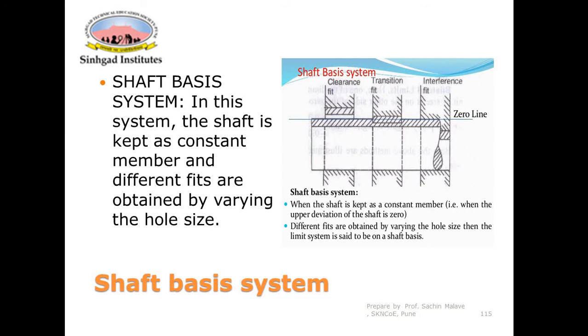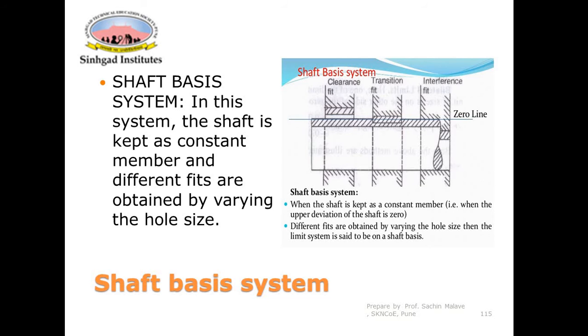So from here to here is the minimum size of the hole, from here to here is the maximum size of the hole, whereas from here to here is the minimum size of the shaft, and here to here is the maximum size of the shaft. So you can see the difference. In this particular condition, the maximum size of the hole is less than the minimum size of the shaft, so you are going to get the interference fit. So in case of the shaft based system, the size of the shaft is kept constant, whereas the sizes of the hole are varied to get the different types of the fits.